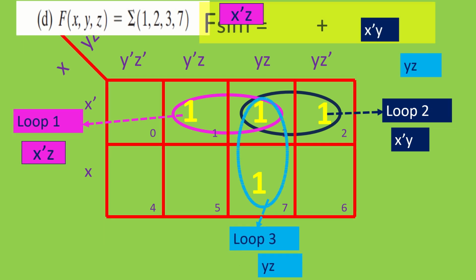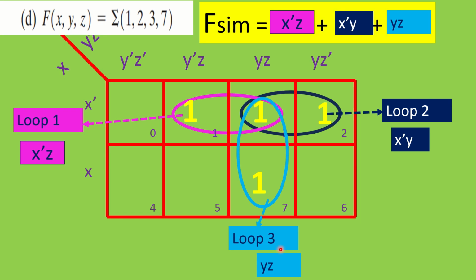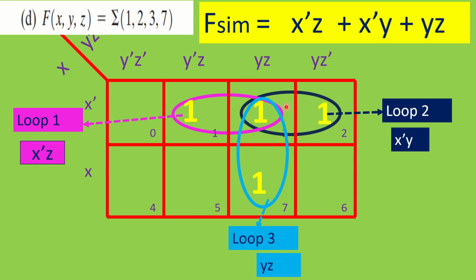Now we can write the simplified function as x'z plus x'y plus yz. All the three expressions are combined using the plus operator. So we got the simplified one. This is the answer. Thank you. Hope you have understood.